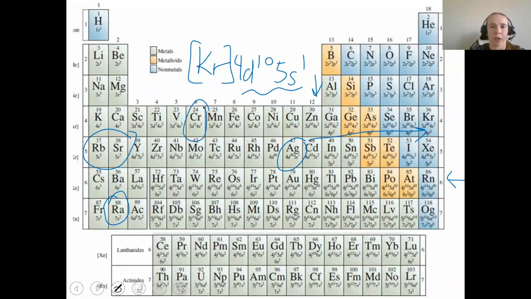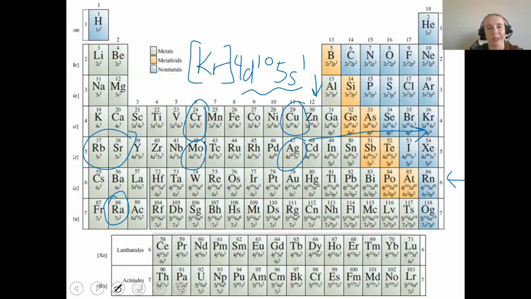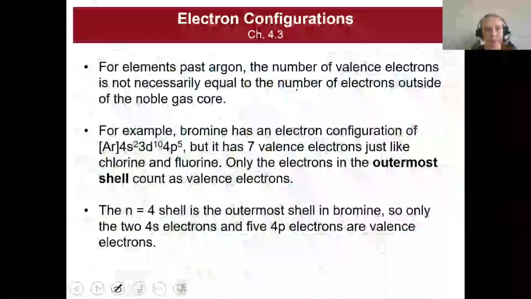Chromium is one, copper is one, silver is one, molybdenum is one. So basically, these might be exceptions. Don't want to give anything away, but since those spots on the periodic table are in the same group, if one of them is an exception and they should all have the same valence electron configuration, they're probably all exceptions. Okay, cool. So let's keep going.